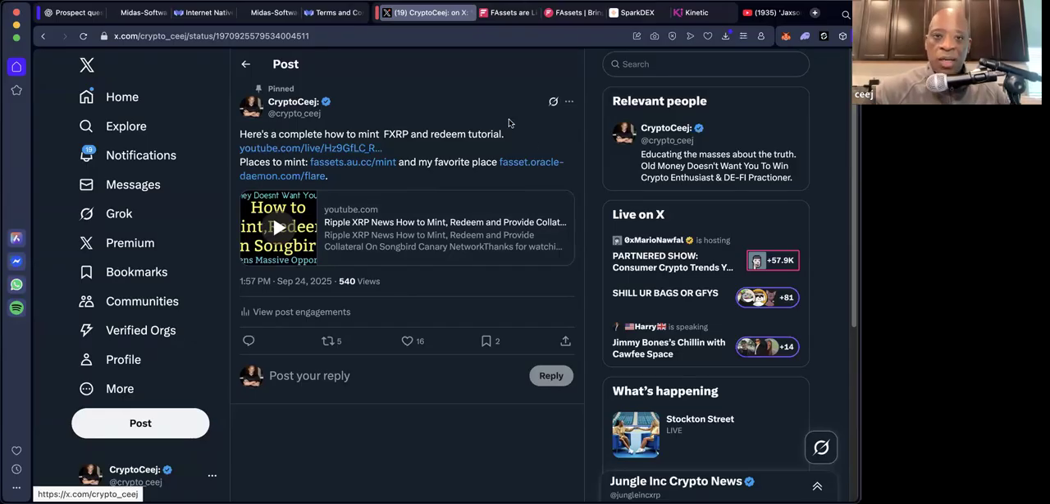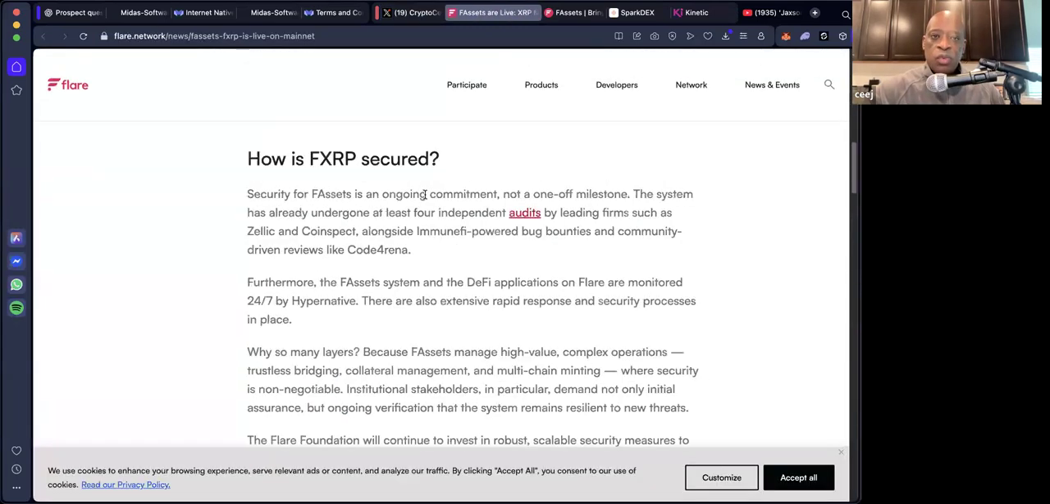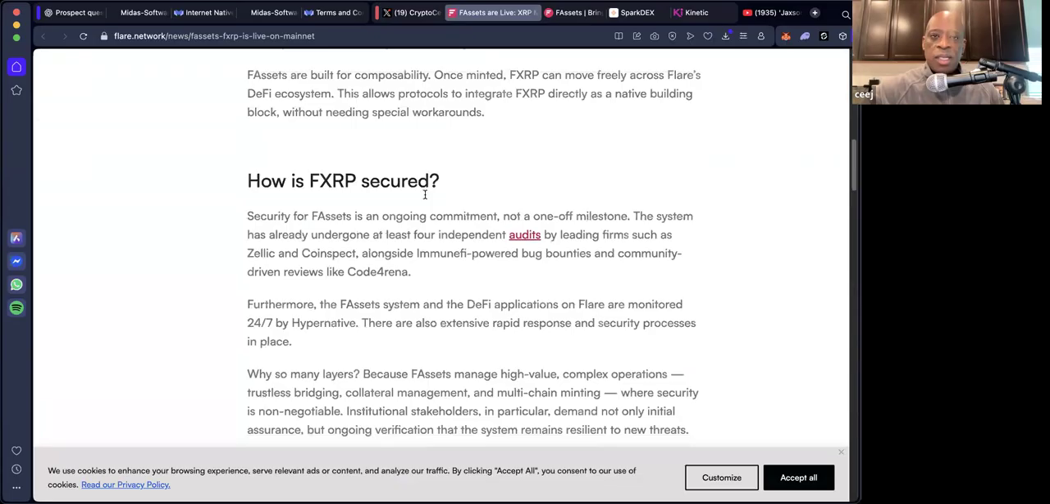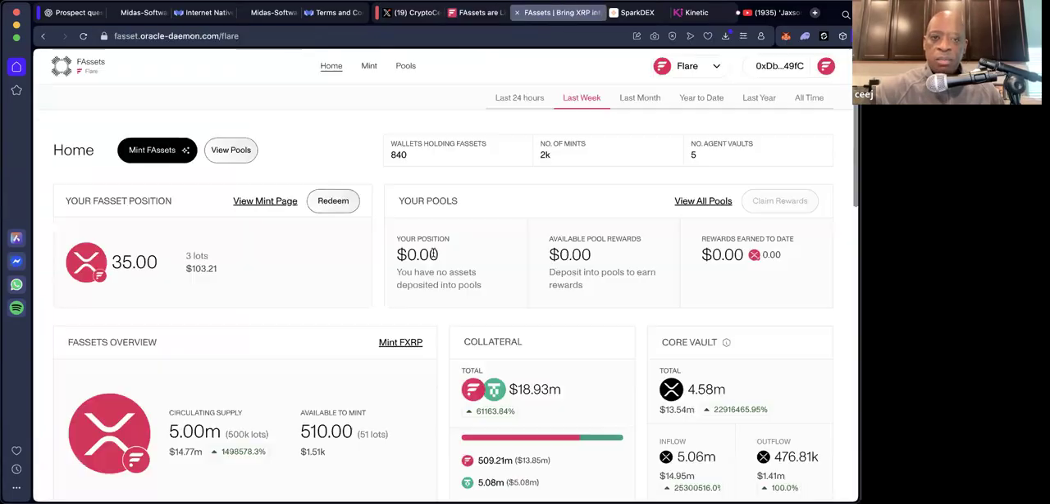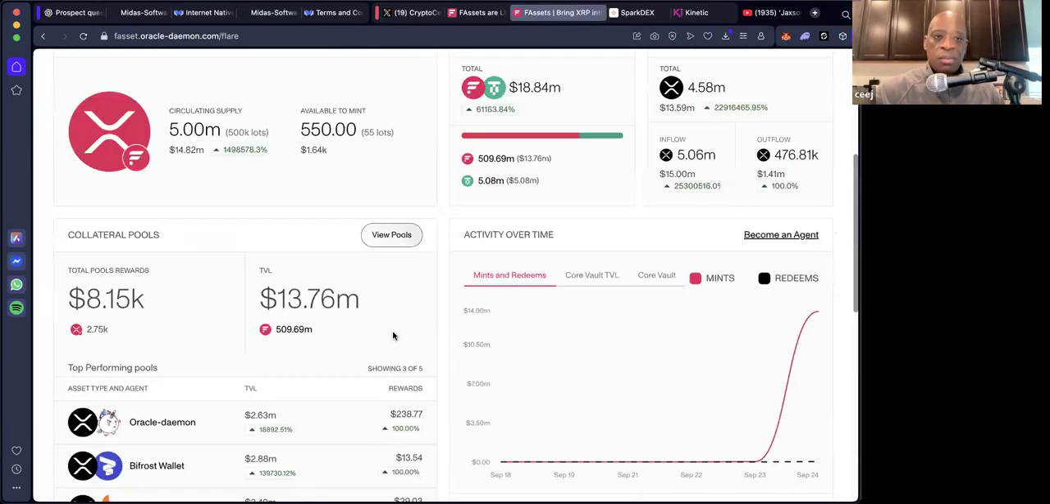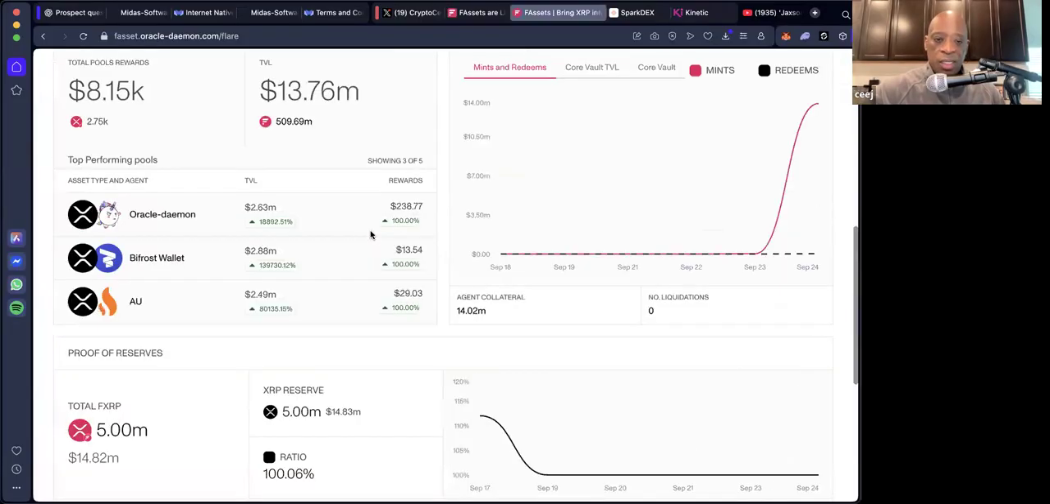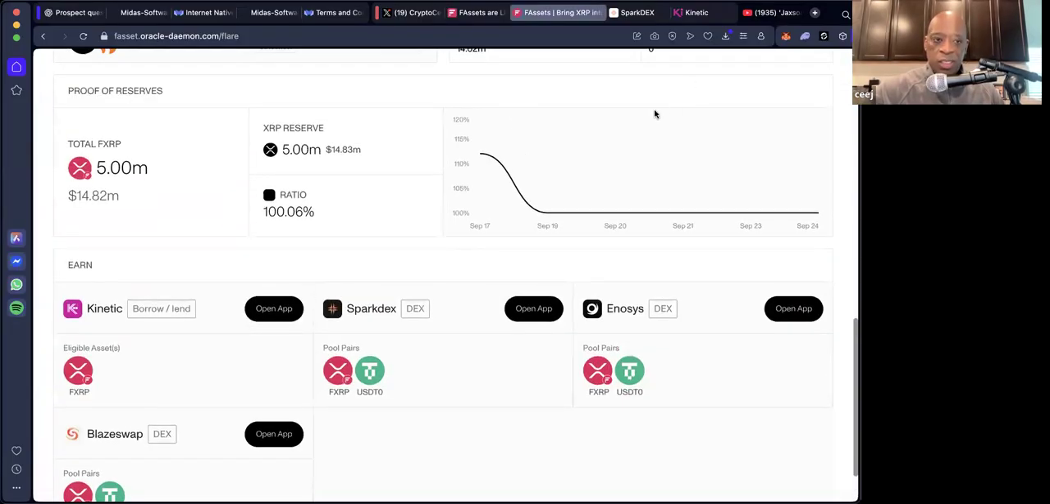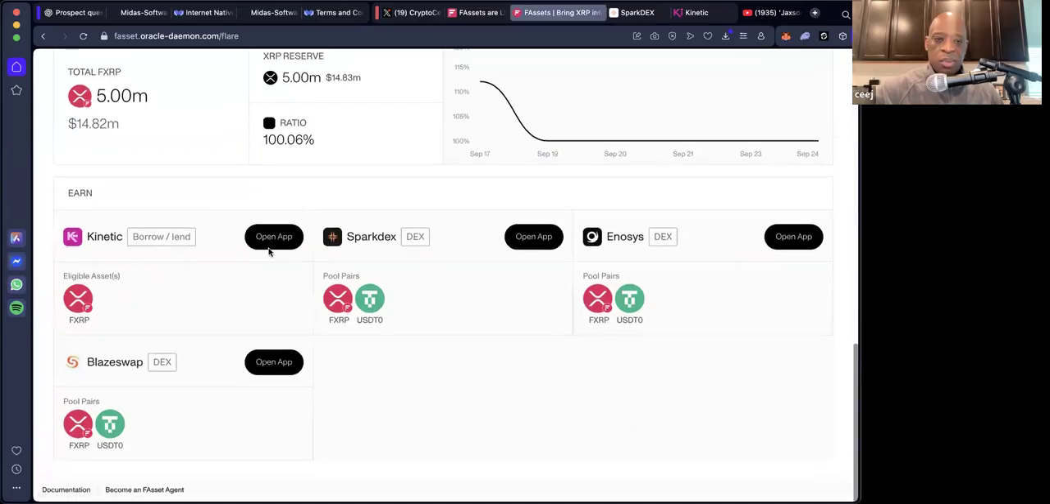So the place I'm going to talk about to do something with your FXRP. Let me do this first. On both the mint pages, at the bottom, this is the Oracle Daemon one, there's this right here. Look, these are the places to go to do something with your FXRP.